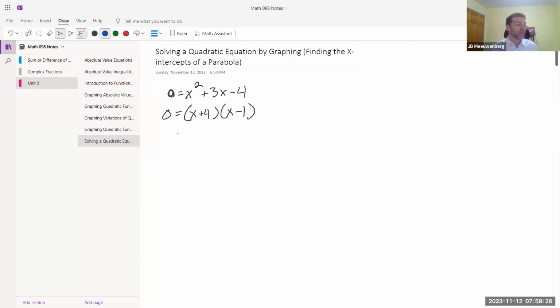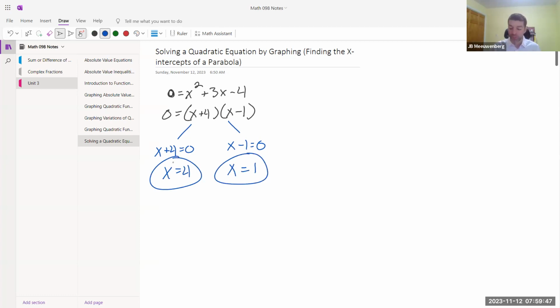From there, what did we do? We broke it into two separate mini equations, x plus 4 equals 0 and x minus 1 equals 0. And then we solved both of those two mini linear equations to get x equals 4 and x equals 1. And what we found was that that equation had two solutions. What I want to do now is connect that to graphing.